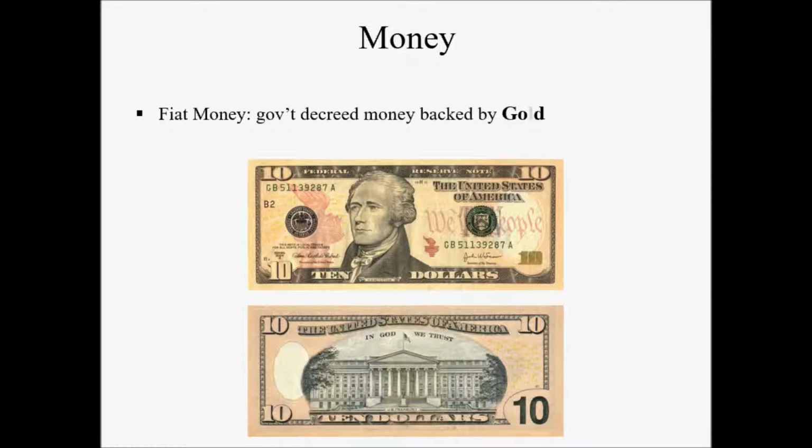FDR ended the gold standard in domestic exchanges and restricted private ownership of gold with the Emergency Banking Act of 1933, Executive Order 6102, and the Gold Reserve Act of 1934. President Nixon completed the process, ending the gold standard in foreign exchanges after he issued Executive Order 11615 in 1971.